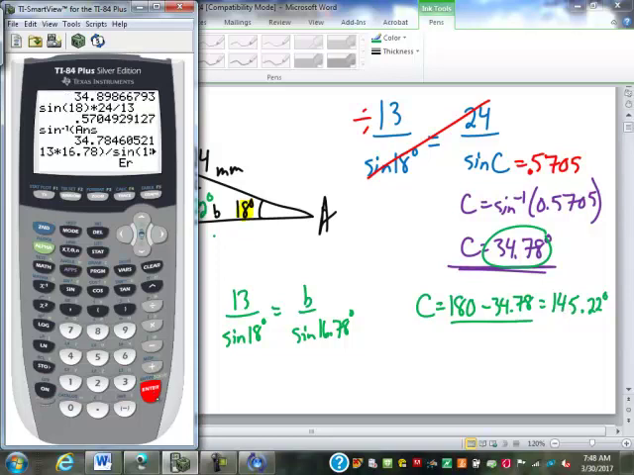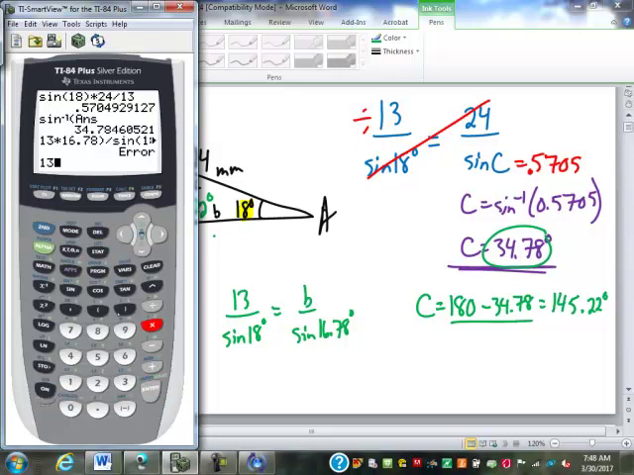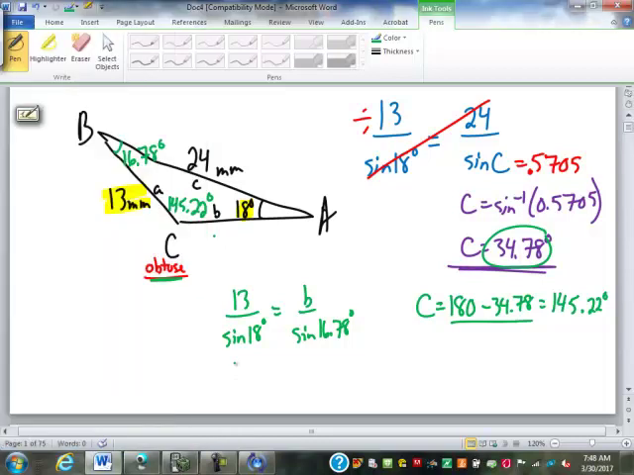Oops, what did I do? Let's try that again. 13 times the sine. Would it be 26? Yeah. Check again. Oh, what's the other angle? 145? 145.22 and 18. Oh, yeah. So I get 12.15 for B.